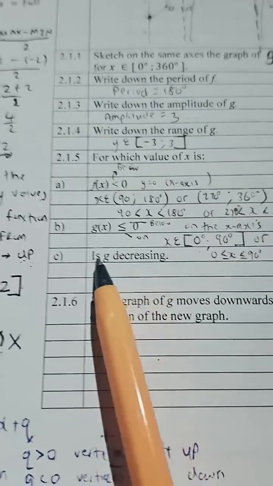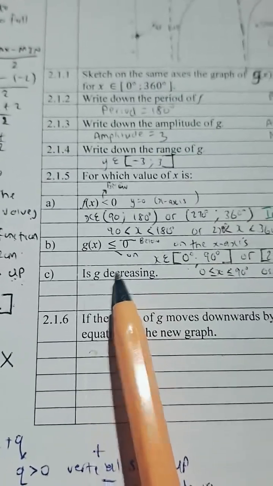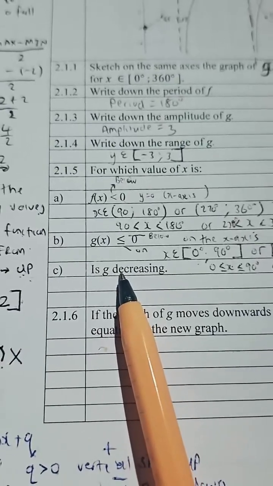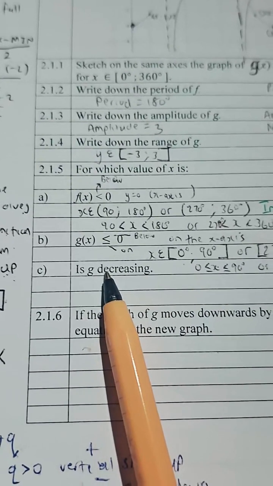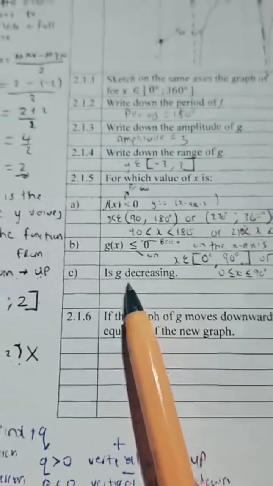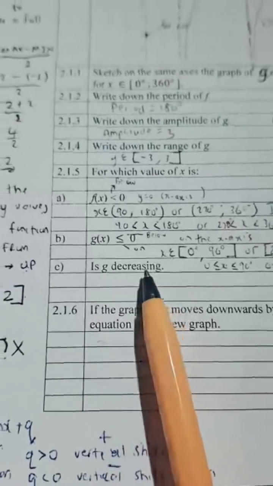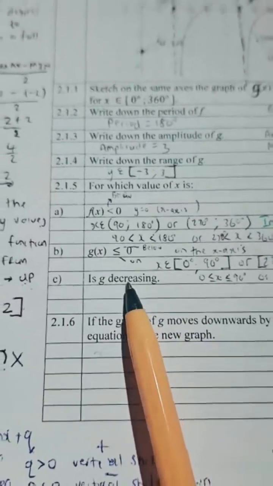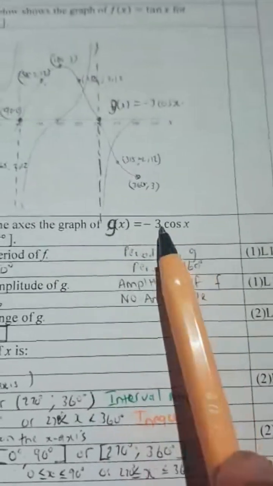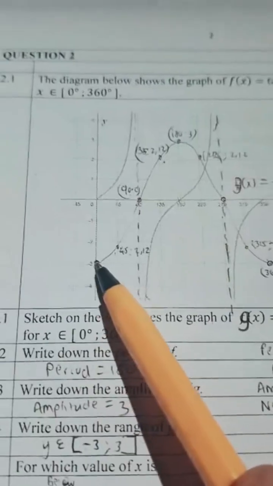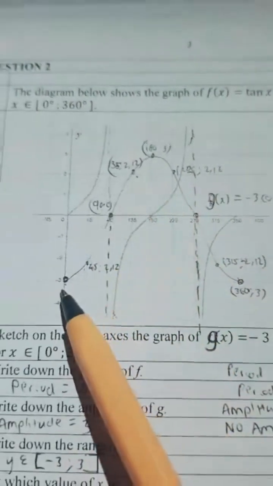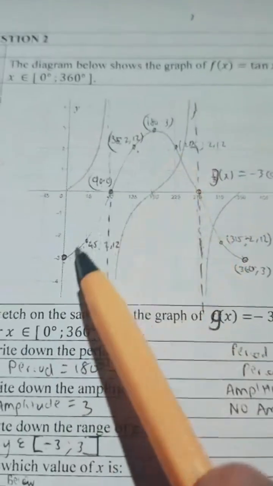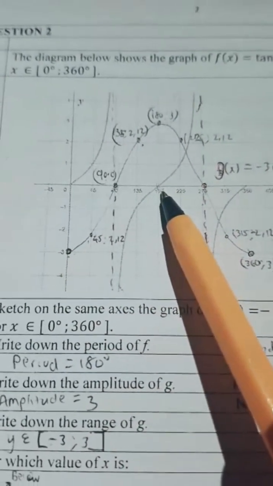Okay, let's go here now. Is G decreasing? Is G decreasing? All right, that's the question. Now, obviously, there are parts where we can say no, but there are parts where we can say yes. So let's check where the function is decreasing. Let's look at the function of G, which is this function. So what's happening here? The function is increasing, increasing, increasing. So definitely no, the function is not decreasing here from 0 to 180.